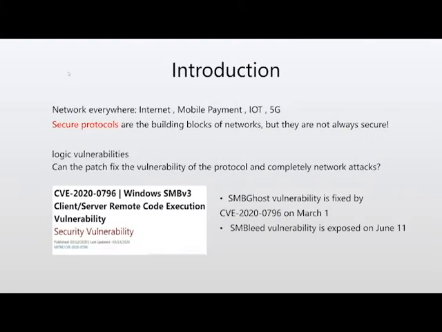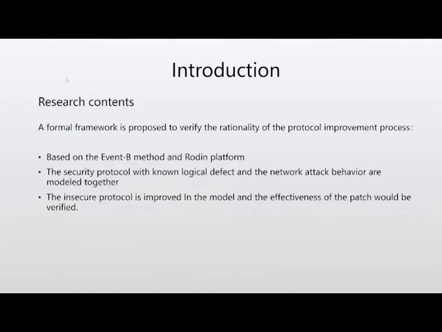Network everywhere. Internet, mobile payment, Internet of Things, 5G all use security protocols. However, these protocols are not always secure, and logical vulnerabilities often arise in complex operating environments. So various manufacturers issued patches to fix the vulnerabilities, but the practicability and availability of the patch was not guaranteed. For example, Microsoft patched the SMB Ghost vulnerability in March this year, but the patch was exposed in June with similar vulnerabilities.